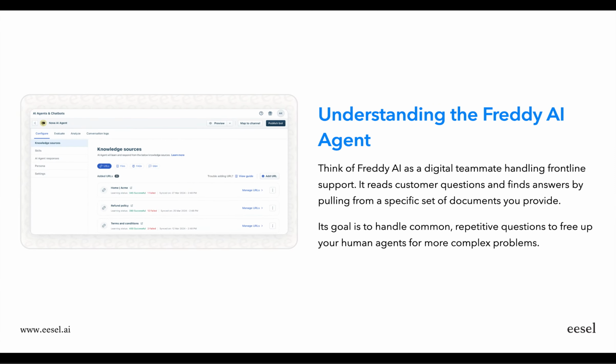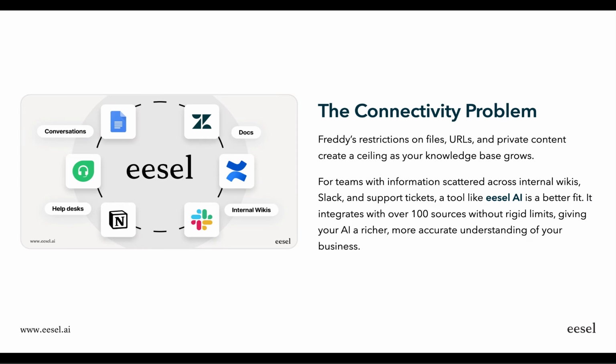Freddy's limits mean you'll likely hit a ceiling as your company grows. For teams with info scattered everywhere, a tool like eesel AI is often a much better fit because it's built to integrate with all those sources from day one.